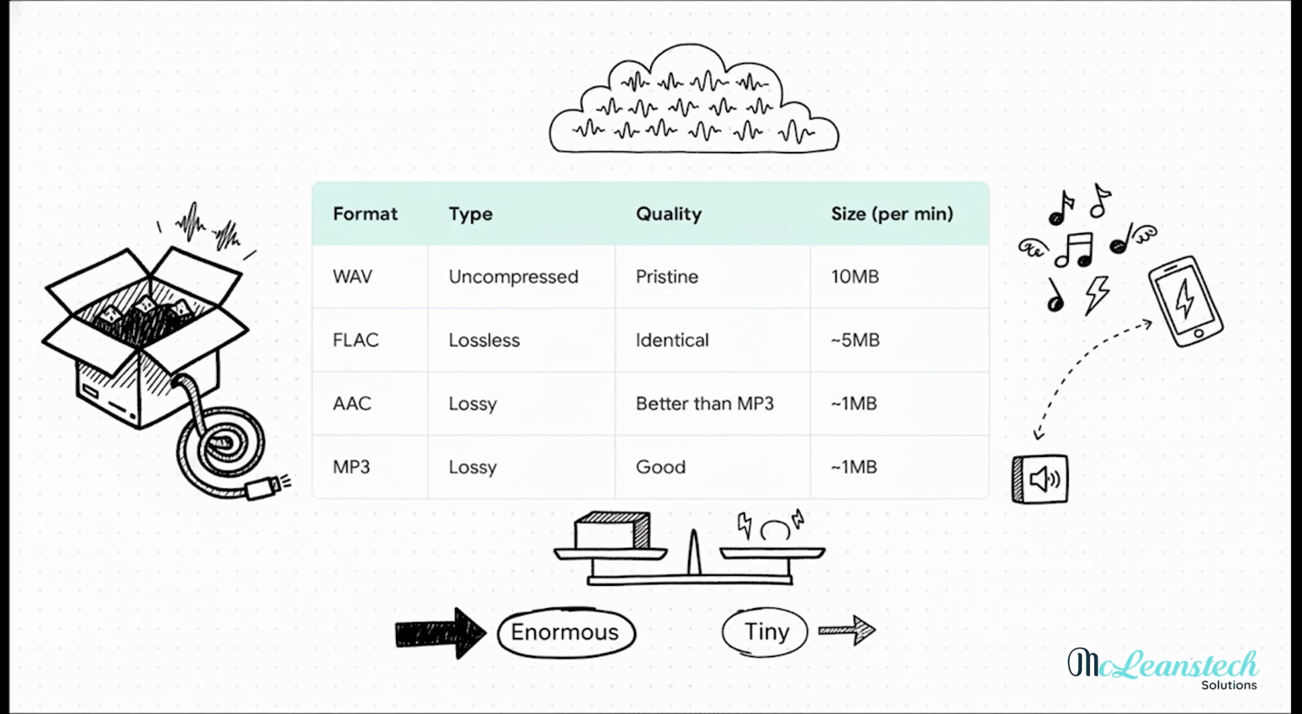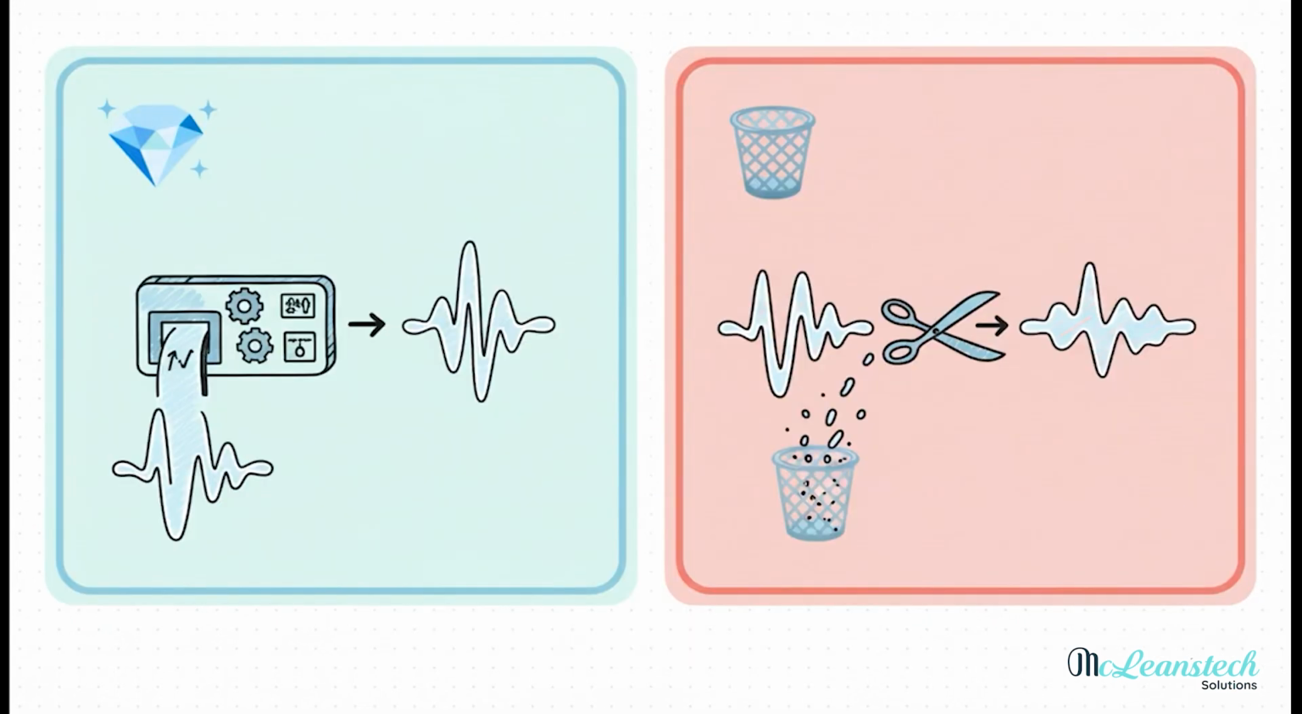At one extreme, you've got WAV files. They're totally uncompressed, perfect digital copies, but they are gigantic. And then, way over on the other side, you've got formats like MP3 and AAC, which are super tiny and perfect for streaming over the internet. And this gets to the big idea of lossless versus lossy compression.